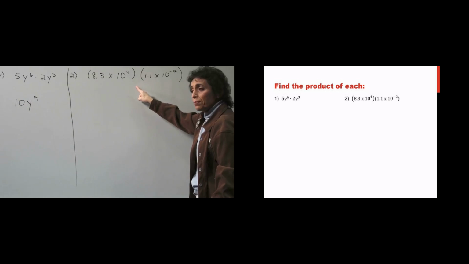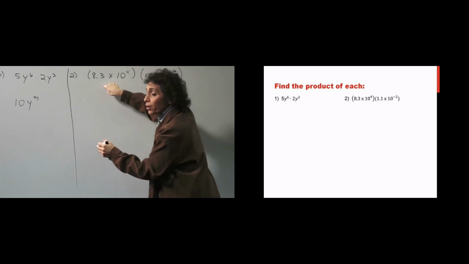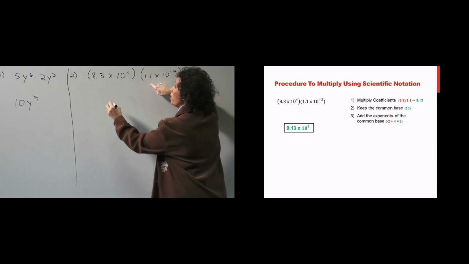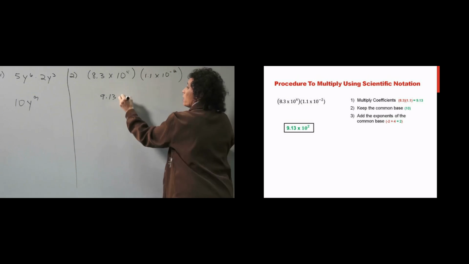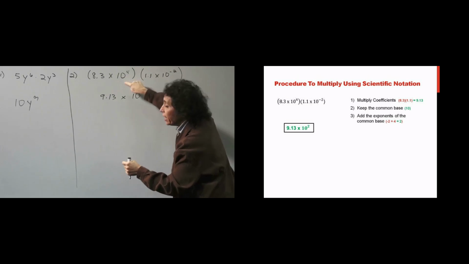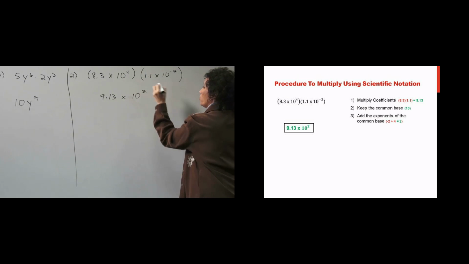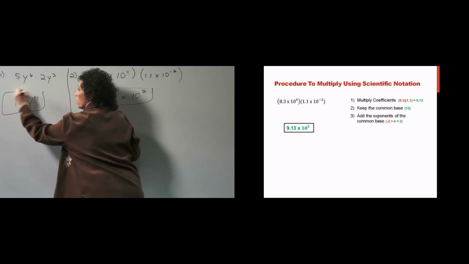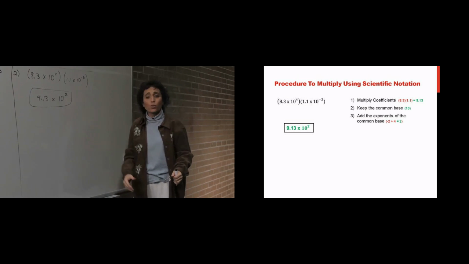So we do the same thing here. Multiply the coefficients, which is 8.3, and this is on the next slide, you'll see in your workbook. 8.3 times 1.1, which is 9.13, okay? Times 10 to what power? How do I know it's 10? Keep the common base, 10, add the exponents. 4 plus -2 is 2. So we are done. Same thing, okay? And that's all you do for multiplication with scientific notation.